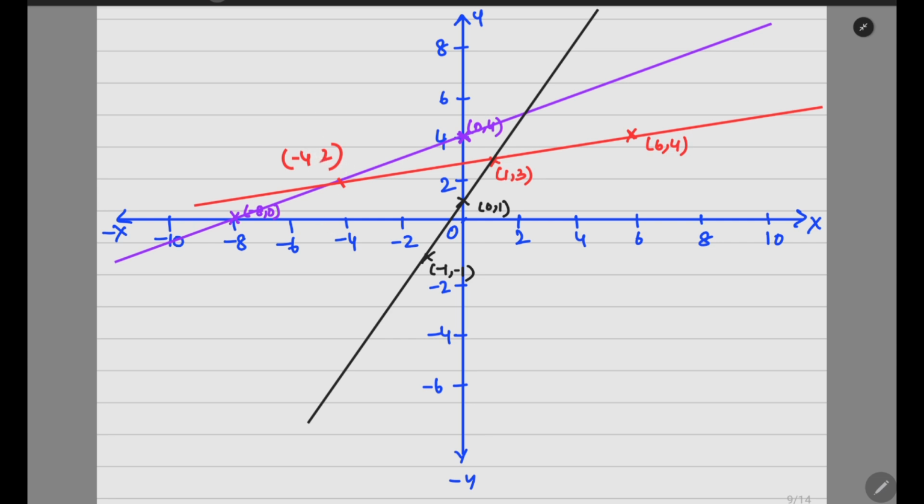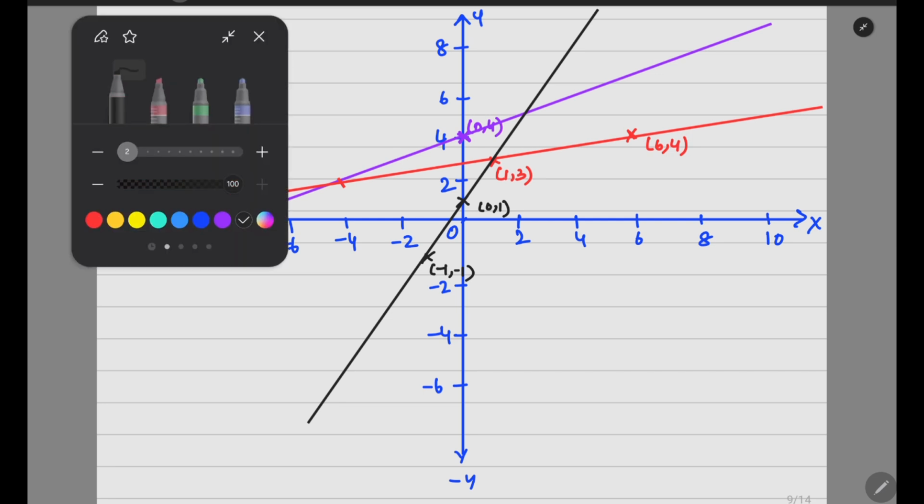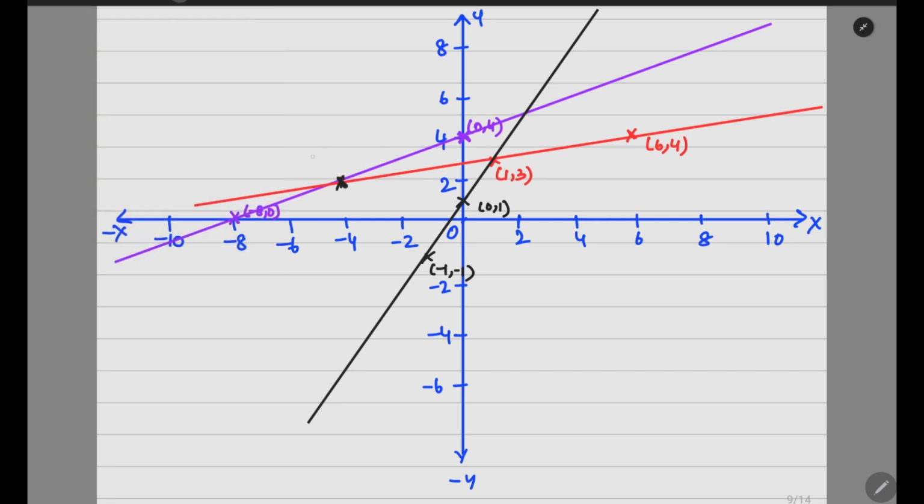Let me write it again. So this is the very first point, minus 4 comma 2. Next point is here. This is nothing but your 1 comma 3. This is the first vertex, this is the second vertex, and this is the third one. Third one is approximately 2 comma 5. So these are the three coordinates. These three coordinates are the vertices of the given triangle. Can you see a triangle formed here? This is the triangle.